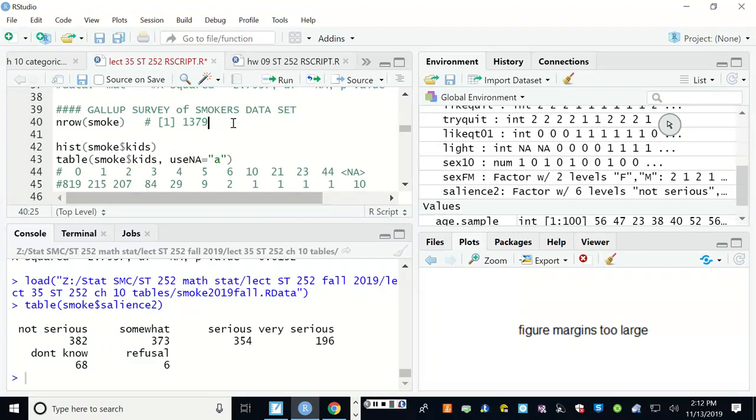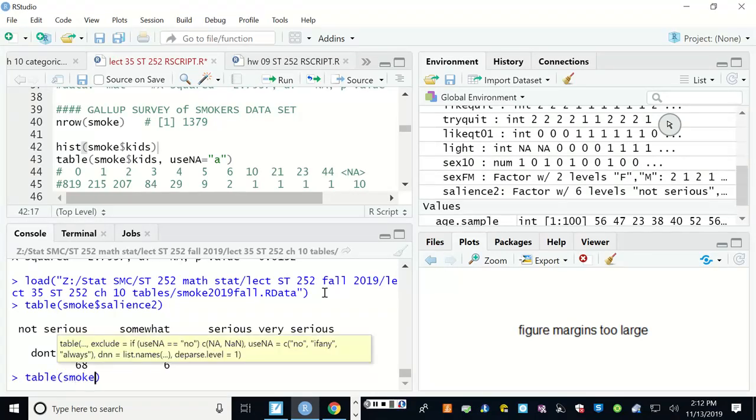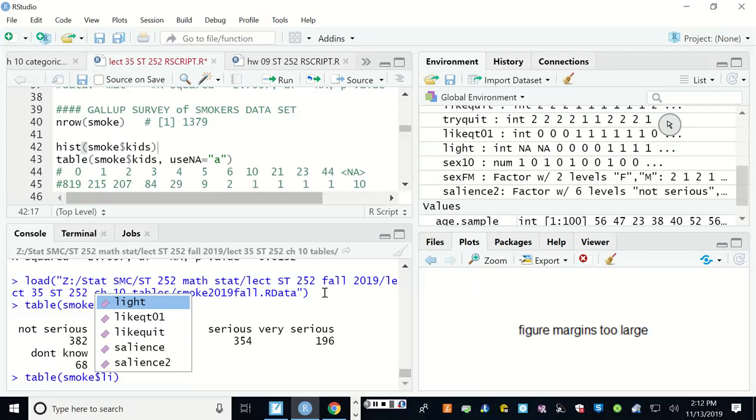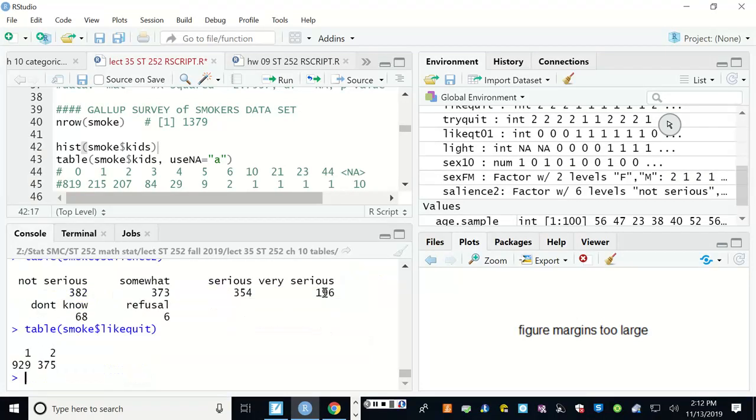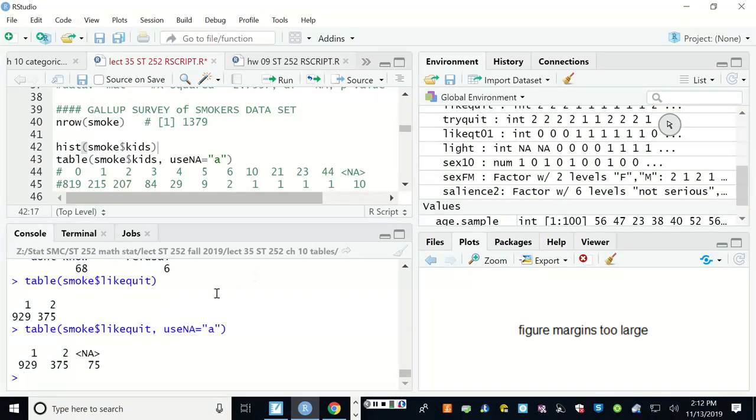There's a few complications to dealing with this. Here is the variable like to quit. Here is 1 or 2, so 1 means yes, 2 means no. So a majority of the smokers actually say they want to quit. There is something hidden in here. Use useNA equals always. There are 75 people who didn't answer that question.